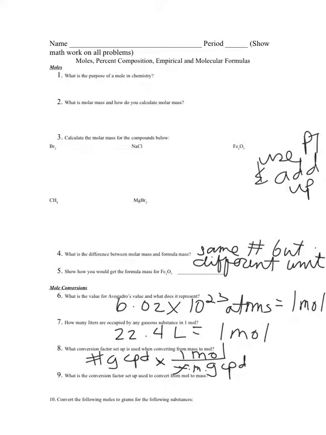Question 5, show how you'd add up your formula mass for Fe2O3. Go to the periodic table, multiply iron's mass by 2, and add it to the multiplication of 3 oxygen atoms for the total mass. Question 6, what is Avogadro's value and what does it represent? Avogadro's value is 6.02 × 10^23 atoms, and that represents 1 mole of any element or any compound. 7, how many liters are occupied by any gas substance in 1 mole? Well, that's 22.4 liters is equal to 1 mole.